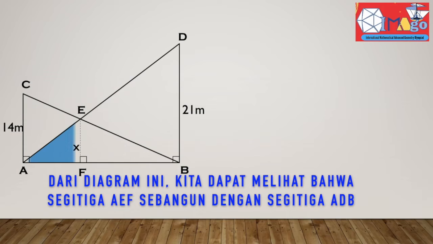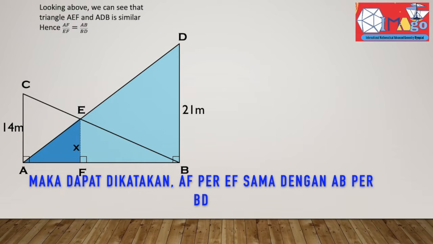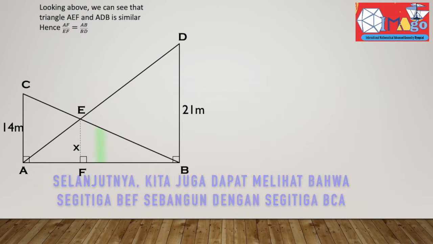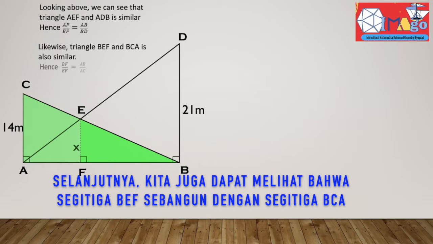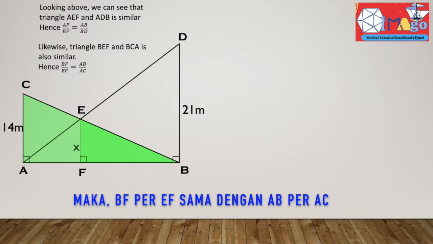Looking from above, we can see that in this diagram, triangle AEF and ADB is similar. Hence, AF divided by EF equal to AB divided by BD. Next, we can also see that triangle BEF and ACB is also similar. Hence, BF divided by EF equal to AB divided by AC.